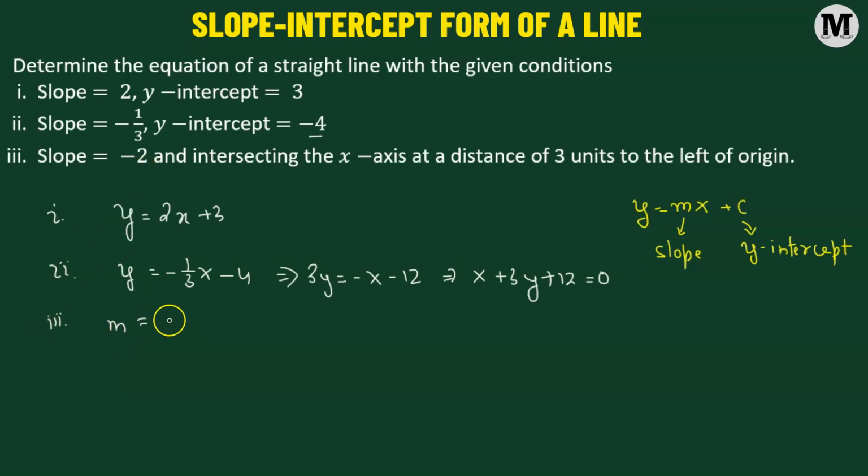So our m value is negative 2. And the line is intersecting the x-axis at a distance of 3 units to the left of origin. Now here we are not given the information regarding the y-axis. So we'll have to be a little bit careful here. Let's understand it with the help of a diagram.